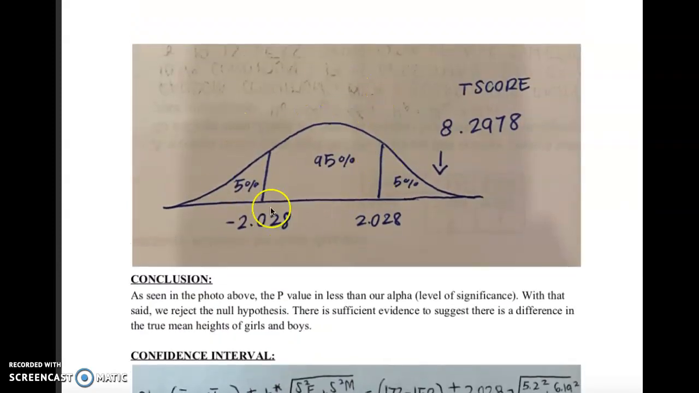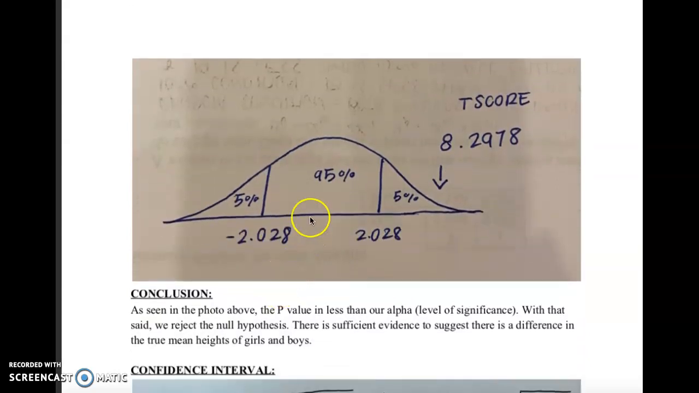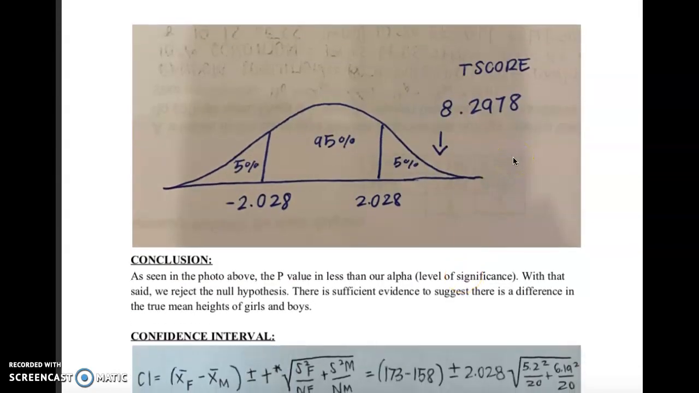Right here is the drawing of our rejection region with the t-score. So you can see here that our t-score lies in the rejection zone, with 2.028 and negative 2.028 being our critical values. So if we were to draw something for the p-value, it would be the same exact thing. The p-value would lie straight in the rejection zone.